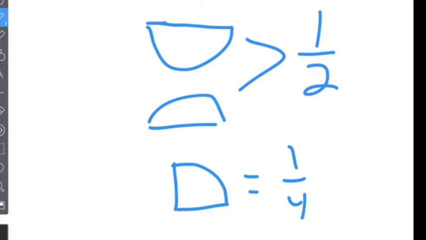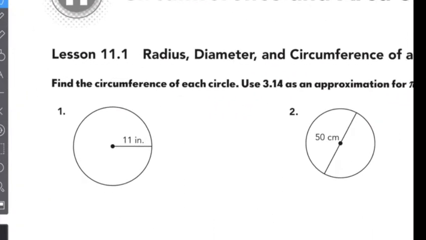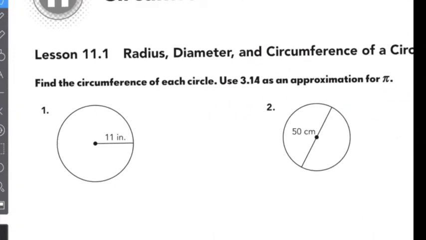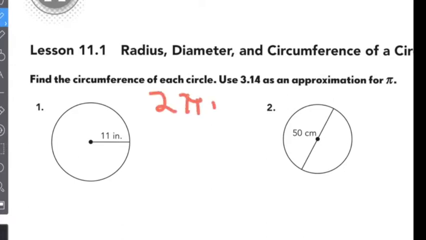Okay, so let's look at our homework. And let me just make it a little bit bigger. So we're going to do a couple of these. It says find the circumference of each. So you need to do this pretty neatly. You need to do it step-by-step. So again, our equation is 2 pi r, or pi d, or d times pi.